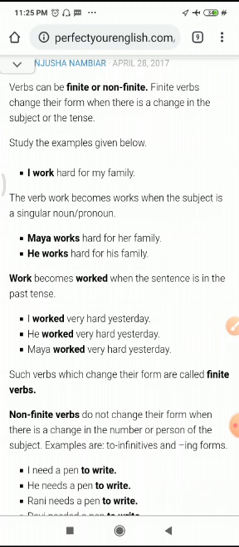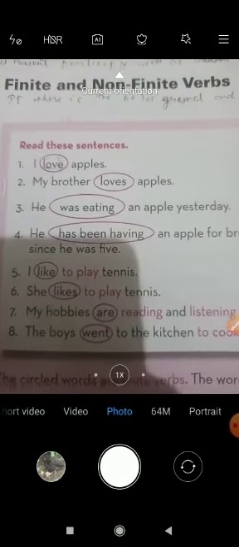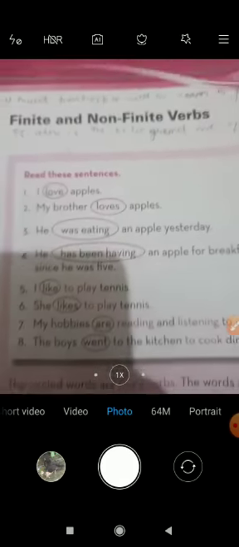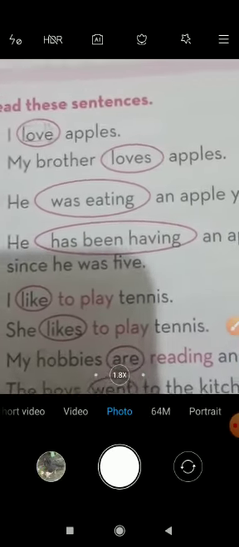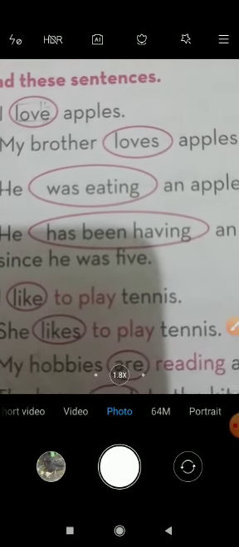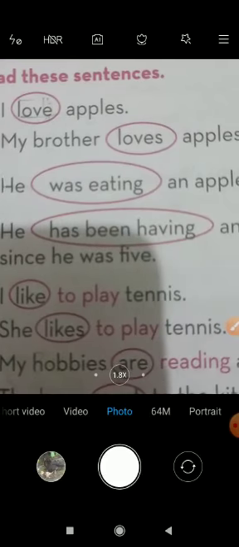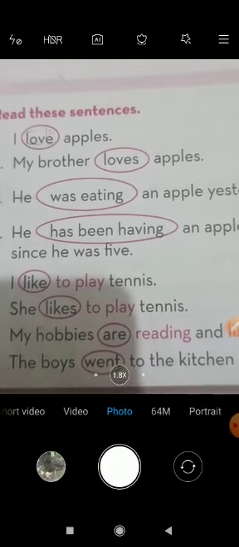Understood? If you look at your book, children, open page number 42. Just wait, I am showing you. If you see here, I love apples. My brother loves apples. Now see the verb changing. If the verb changes its form, then understand these are finite verbs. The verbs you can see in circled form are finite verbs.